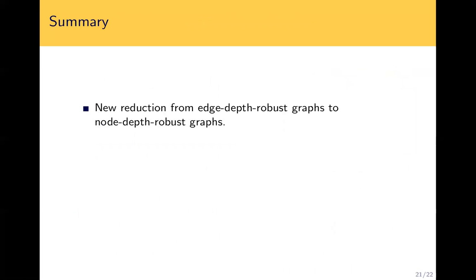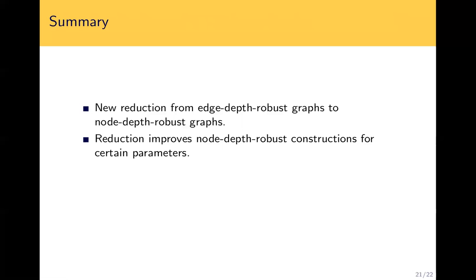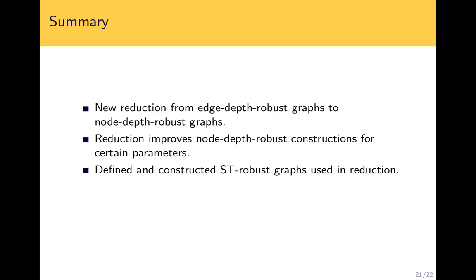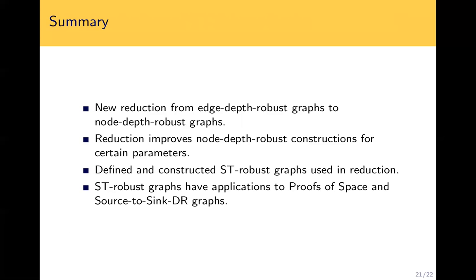So to summarize, we constructed a new reduction that transforms edge depth robust graphs into node depth robust graphs. And our reduction improves node depth robust constructions for certain parameters. In order to create this transformation, we defined and constructed ST robust graphs. And these ST robust graphs also have applications to proof of space and to source to sink depth robust graphs.